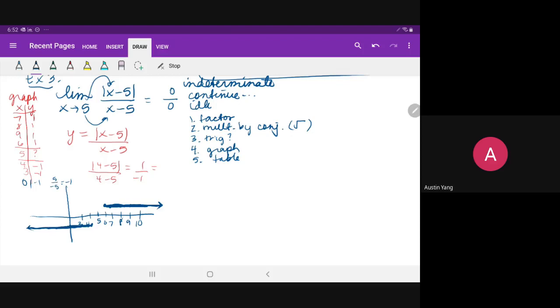What's a number between five and six? Can somebody give me a number between five and six?